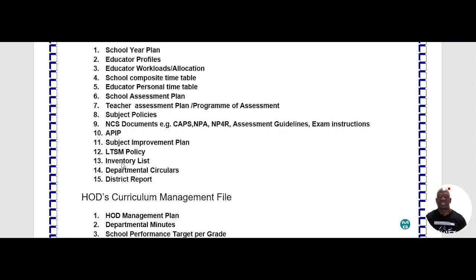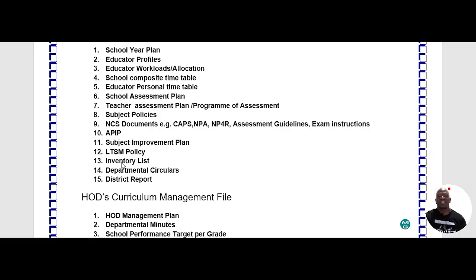And if you are to procure new LTSM in the department or new teaching aids, you should do that on the basis of the fact that you know which items you have in your department. If you don't have a list of those items, you might find yourself buying things that you already have, or not buying things that are relevant, and then you buy something else which is not relevant because you don't know what it is that you have in your department. So that is the inventory list.